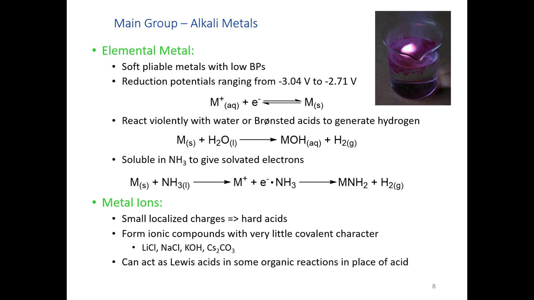And the alkali cations can also act as Lewis acids in place of Bronsted acids in many organic reactions, due to how charge dense these cations actually are. They can be used to withdraw electron density similar to H+.